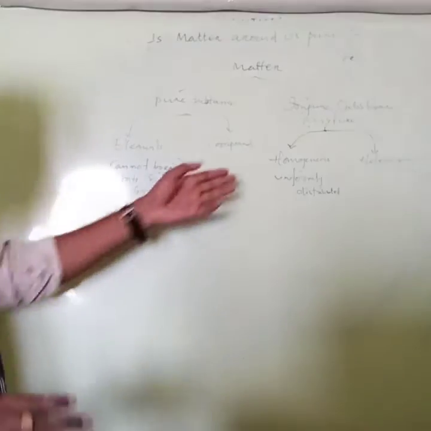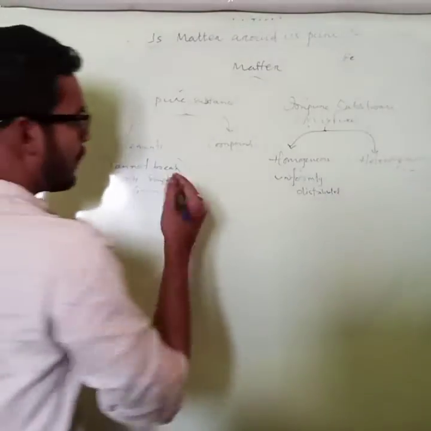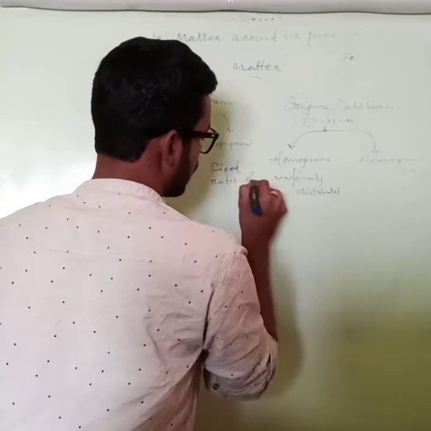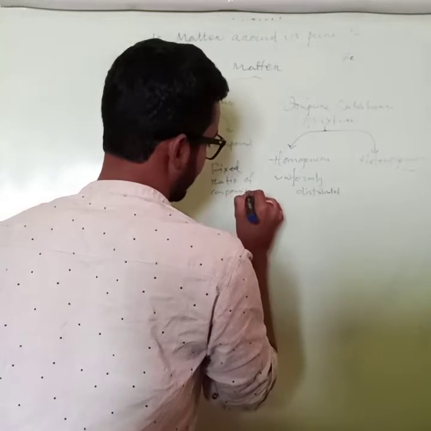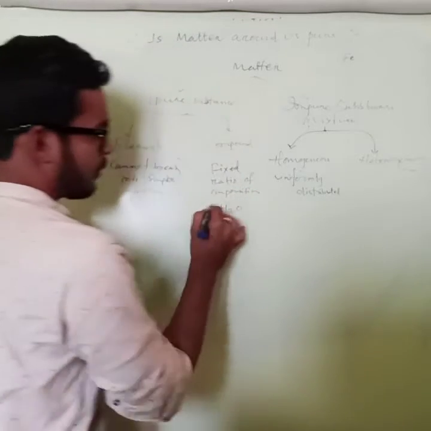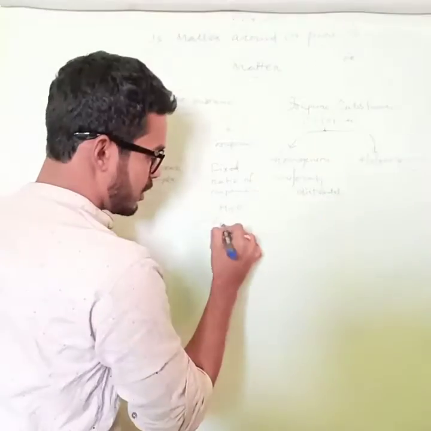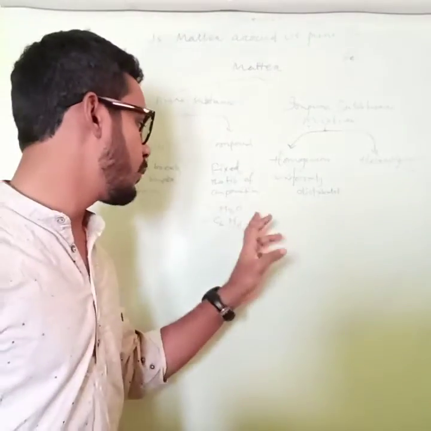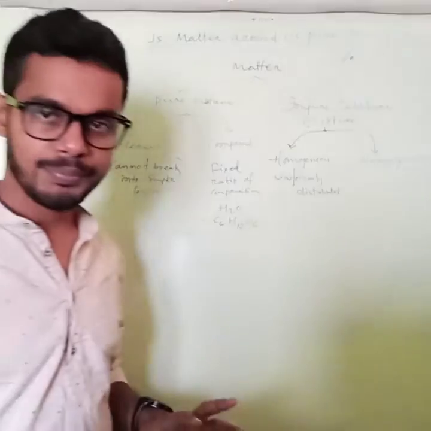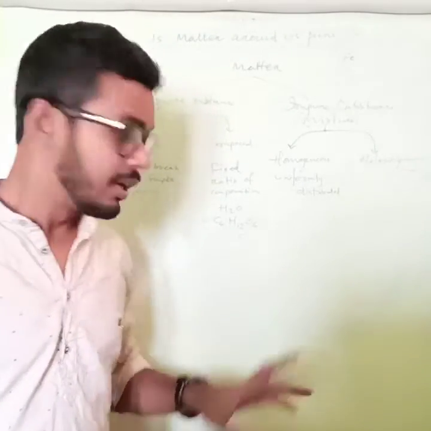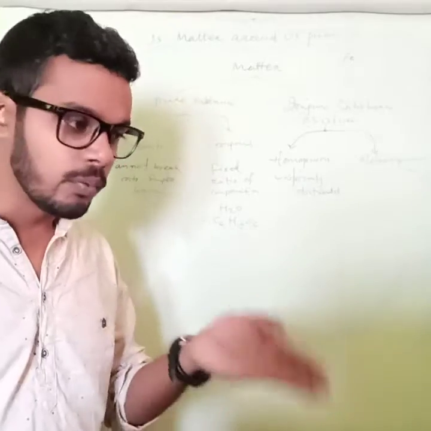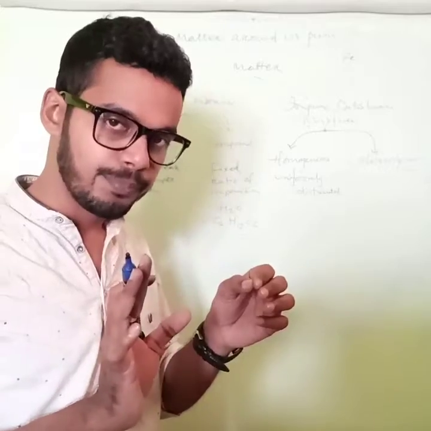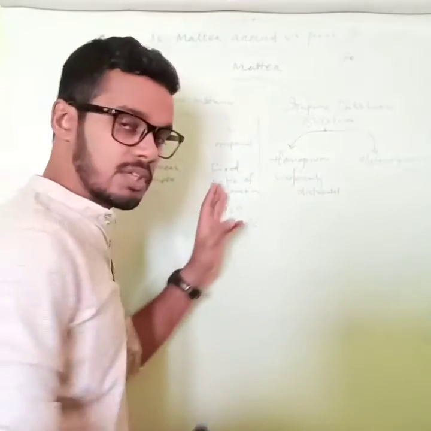So what is a compound then? A compound has a fixed ratio of composition, like H2O. If I say C6H12O6, that is glucose, fixed ratio. If you add one more oxygen, it becomes a different compound. And this is how it is pure. There are so many water molecules. If you divide a water molecule, you get water only. That is how it is categorized as a pure substance.